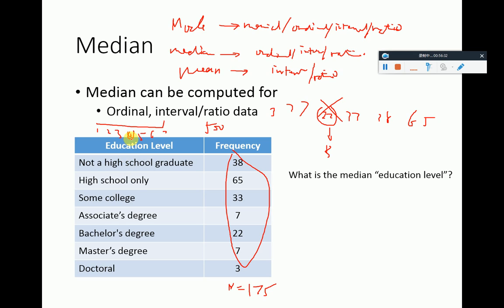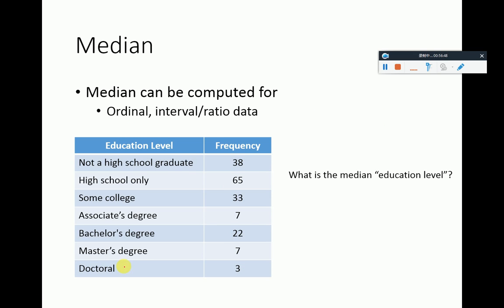Well, 4 obviously did not divide these 500 people into two halves, right? This is the wrong median. So here, what we need to do to find a median value is like this: first of all, we sum up all the values to find the sample size. So we have 175 people.